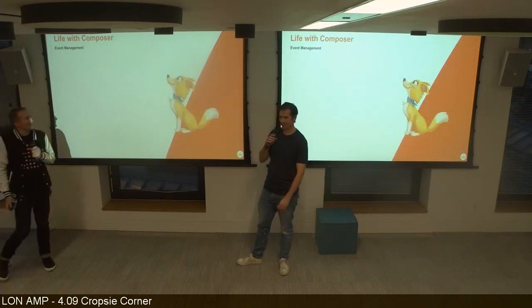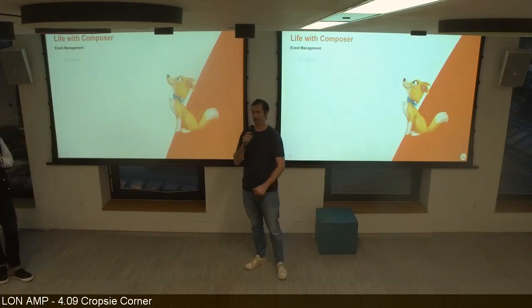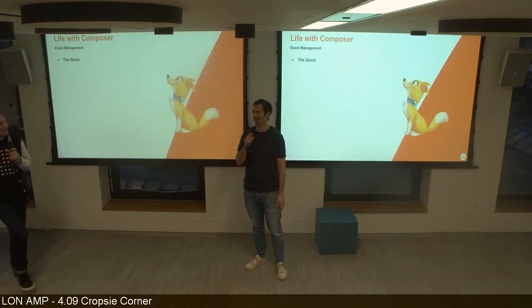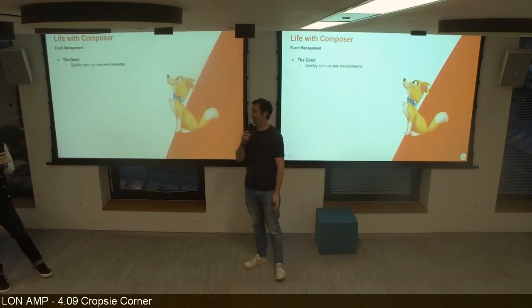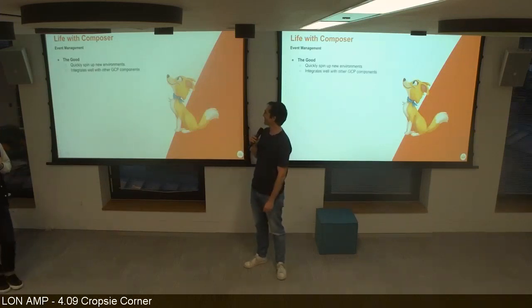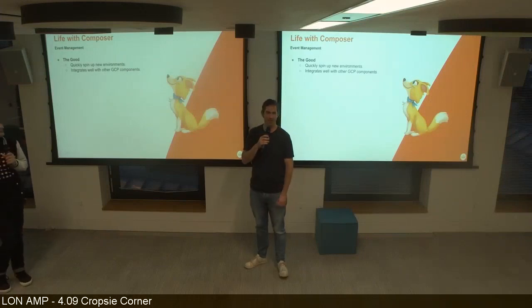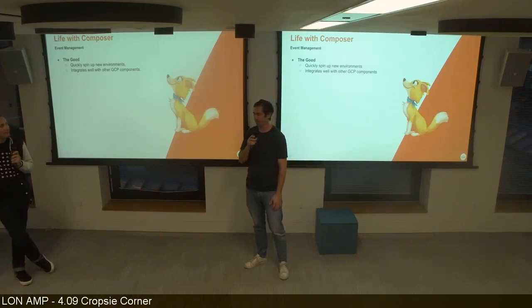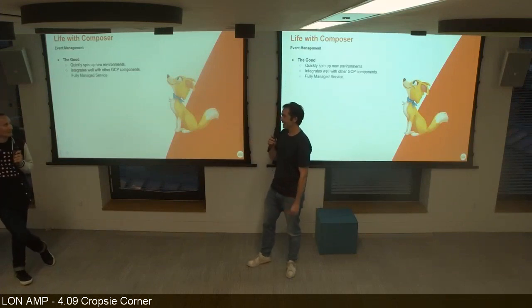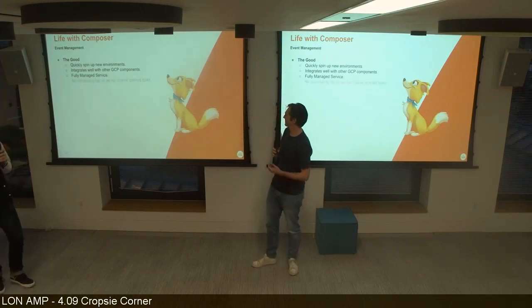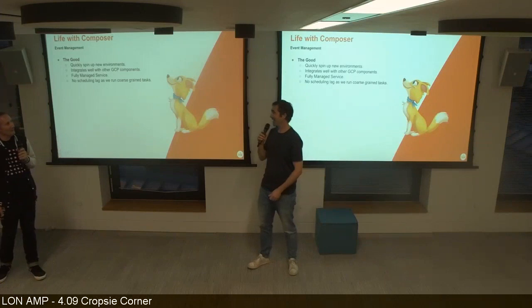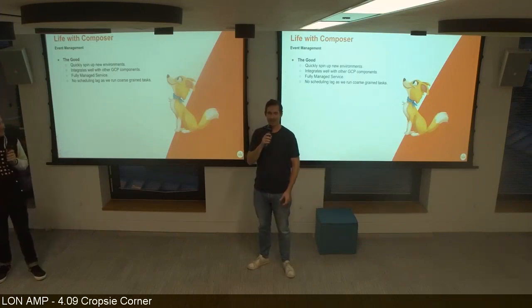So then the good, bad, and ugly for our team. Remember, we chose Composer and to stick with an approach of having really coarse-grained tasks, a few of them. So now we can quickly spin up new environments. Composer integrates well with other GCP things we're using, such as IAM, Stackdriver, and so on. It is a fully managed service. More on that soon. We don't have any scheduling lag, or hardly any, because we have hardly any tasks.